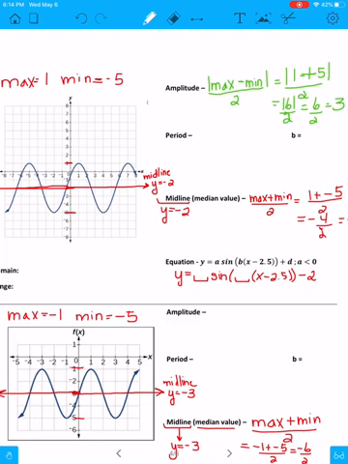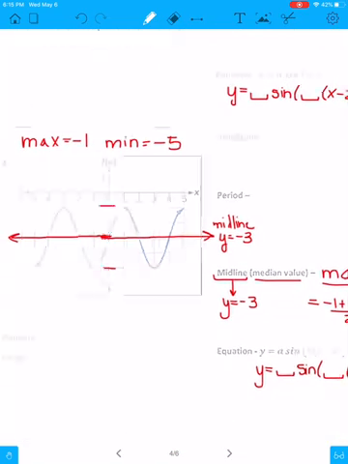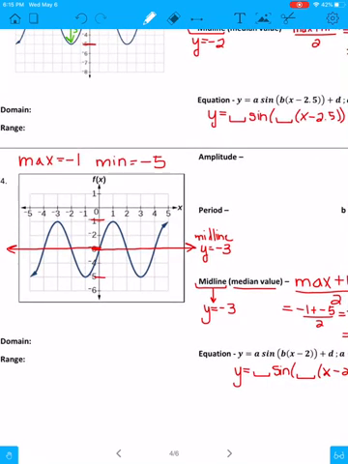So let's check it out. Go from my midline, 1, 2, 3 up. Go from my midline to minimum, 1, 2, 3 down. So my amplitude is 3. And I know I'm right. Next graph you're going to try on your own and see if you get it right. So pause it, and then come back and check and play and see if you got it right. So pause now.